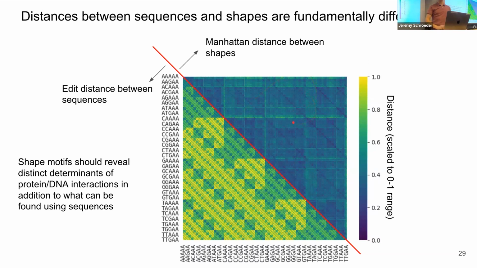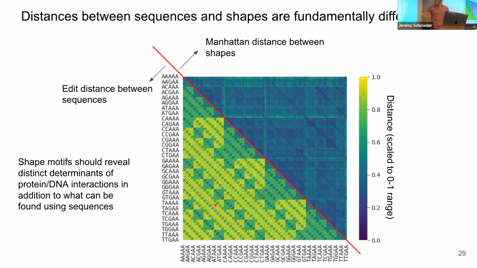Whereas in the upper triangle, I've taken all these 5-mers, converted them to shapes, and calculated the pairwise Manhattan distances between all of these, where the Manhattan distance is just the absolute value of the difference between each shape value at each position, all summed up to give us that one Manhattan distance. So what I think you'll all appreciate is that the distance landscape for shapes just looks dramatically different than the distance landscape for sequences. All right.